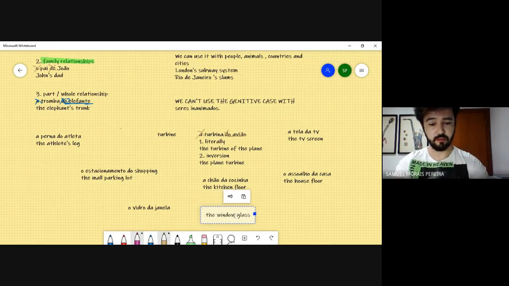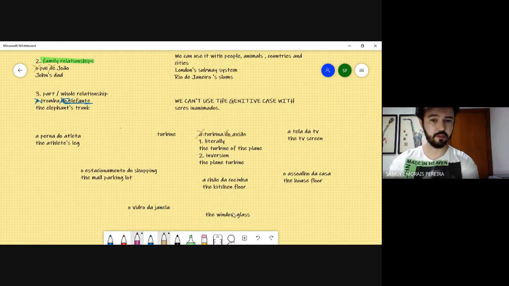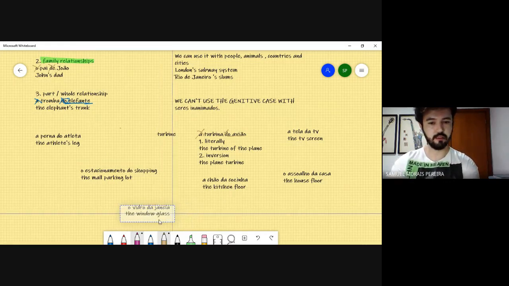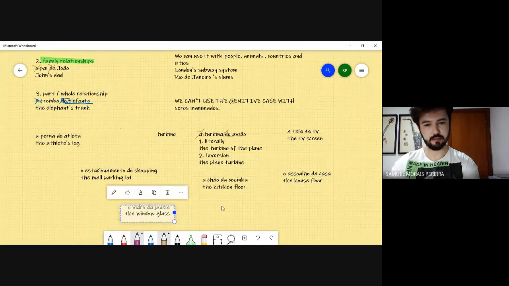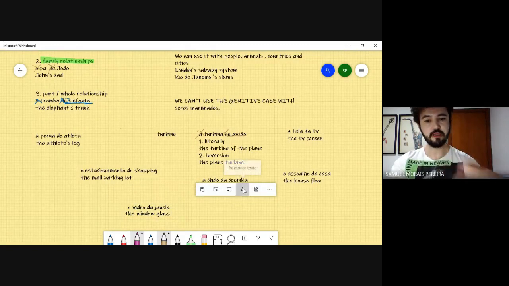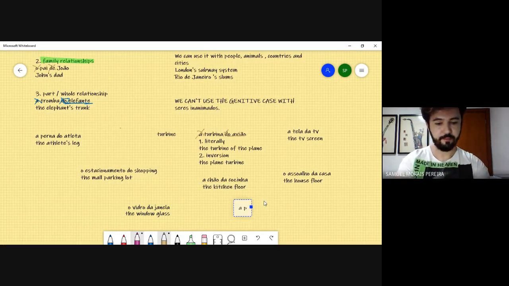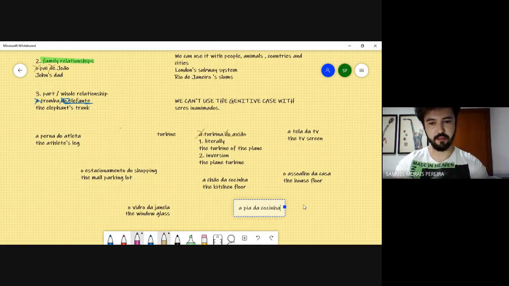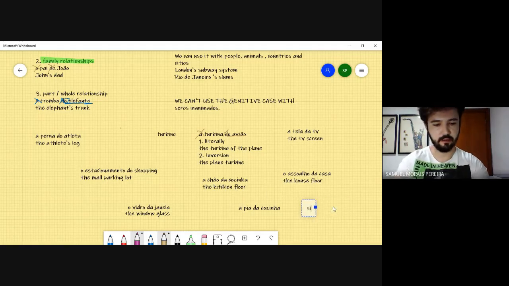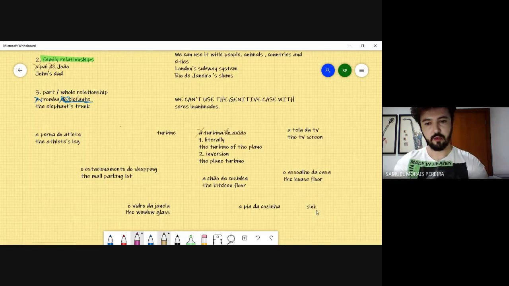Mas o importante agora é que vocês saibam o porquê que é assim, que vocês saibam explicar por que é assim, tá bom? So you say the window glass. Just one more example, olha. A pia da cozinha, que vocês tinham lá na frase, né? Como é que ficou lá? Aqui está o chão da cozinha. Bom, pia em inglês é sink, né? Ó, sink. Como que fica então a pia da cozinha?